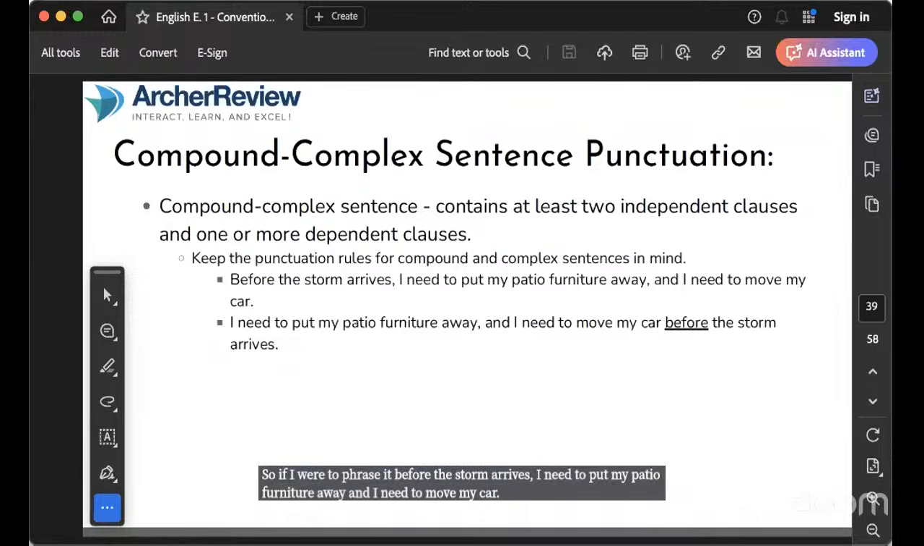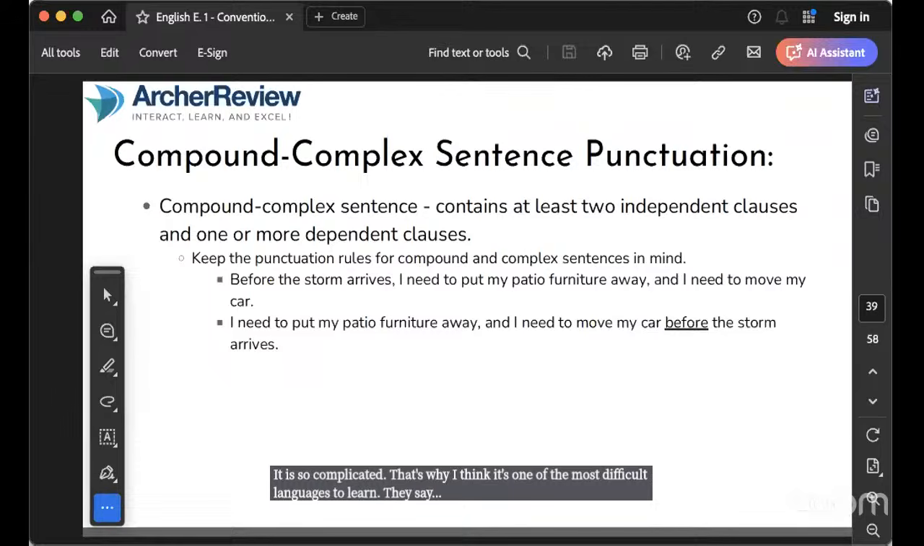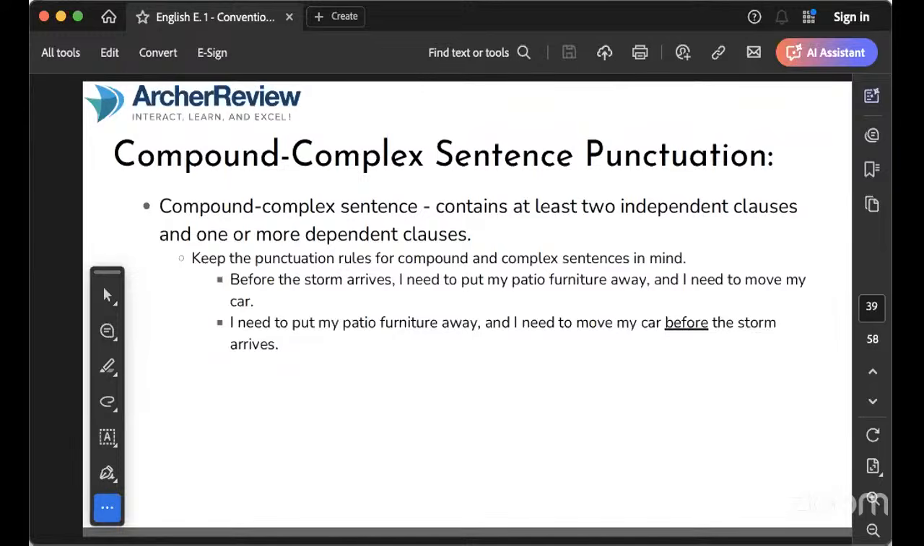It is so complicated. That's why I think it's one of the most difficult languages to learn. They say that if you're a non-native English speaker and you're coming in trying to learn the language, it's so much more difficult.